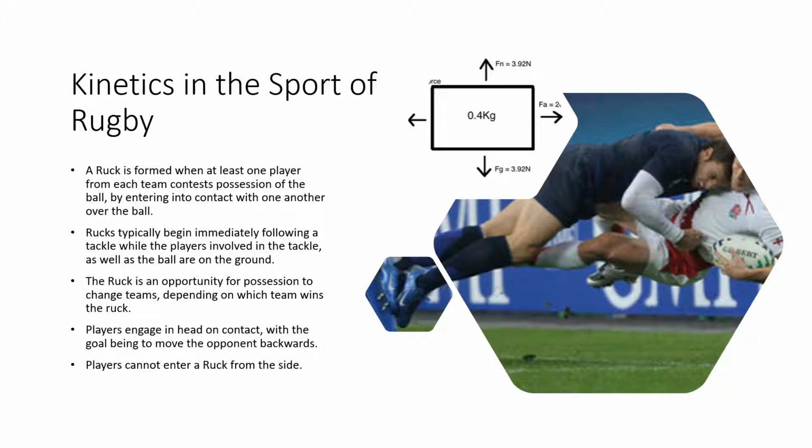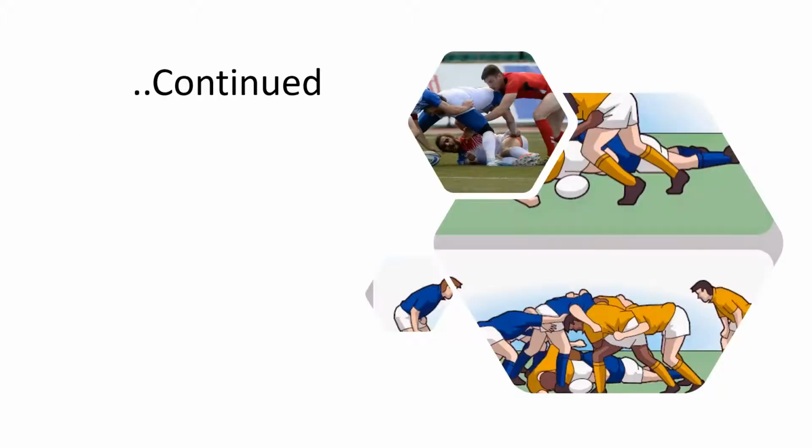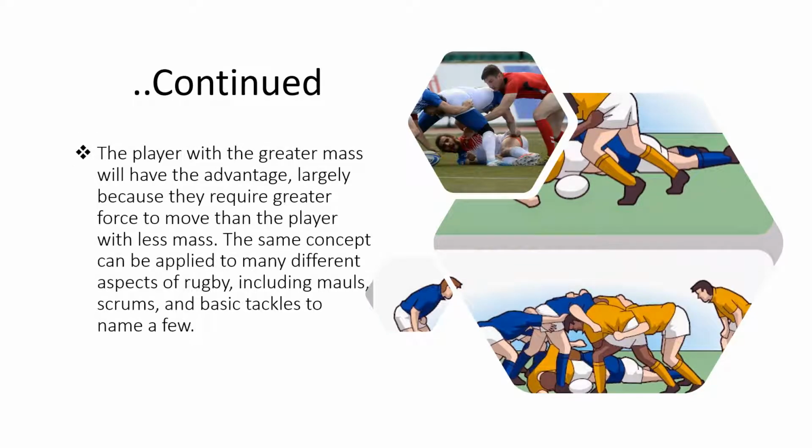Rucks typically begin immediately following a tackle, while the players involved in the tackle as well as the ball are still on the ground. The ruck is an opportunity for possession to change team, depending on which team wins the ruck. Players engage in head-on contact, with the goal being to move the opponent backwards. Players cannot enter a ruck from the side. The player with the greater mass will have the advantage, largely because they require greater force to move than the player with less mass, due to Newton's second law. The same concept can be applied to many different aspects of rugby, including mauls, scrums, and tackles.